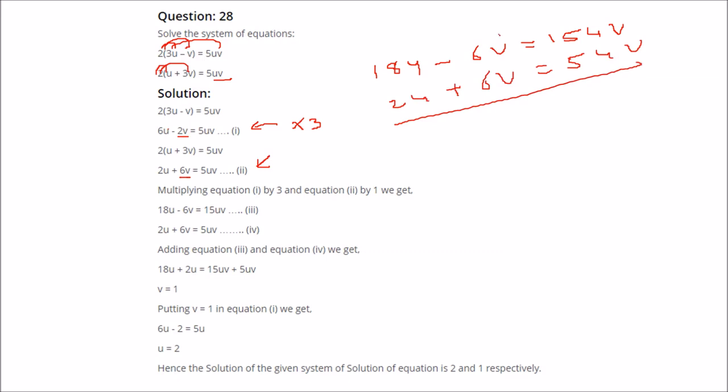Now just add these two equations. This gets cancelled. 18 plus 2 is 20u, and 15 plus 5 is 20uv. u gets cancelled, 20 gets cancelled, v is equal to 1. So v is equal to 1. Put it in any of these equations, either this one or this one, you get u equal to 2.